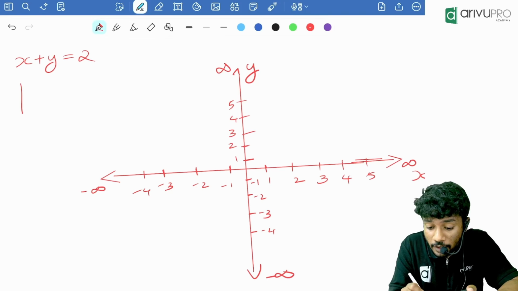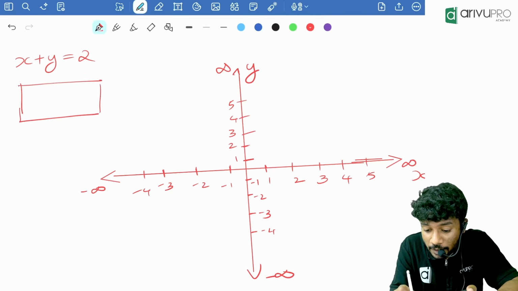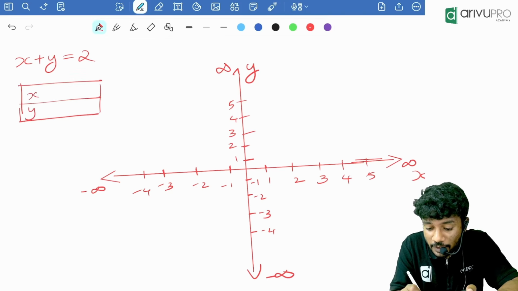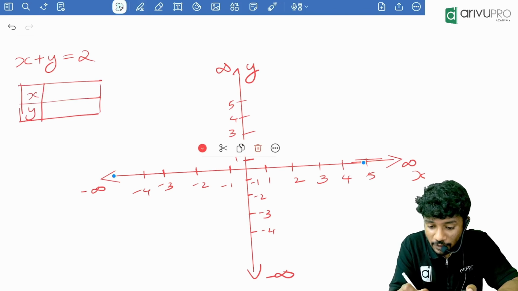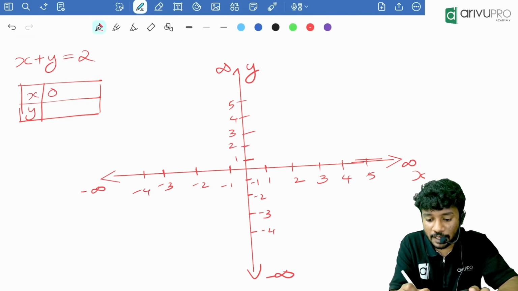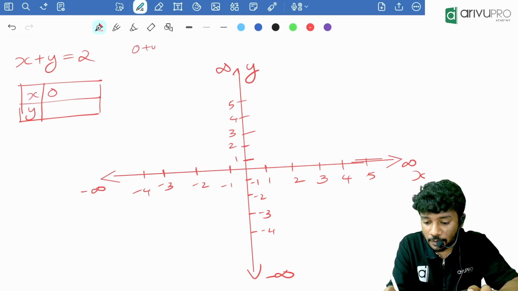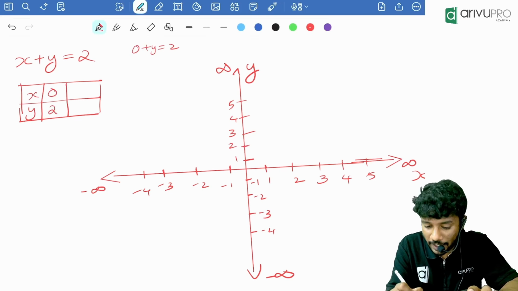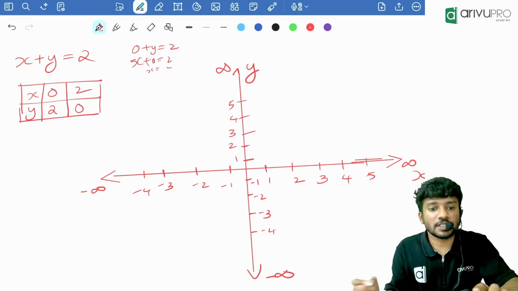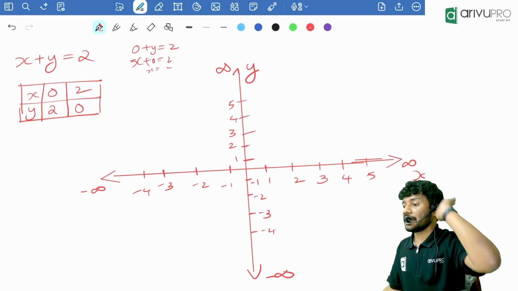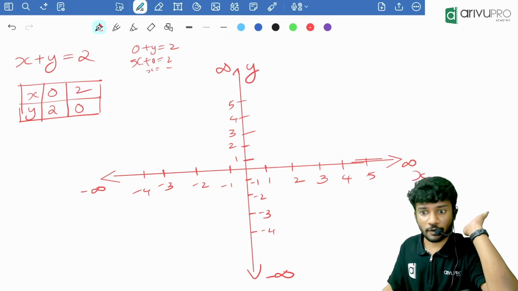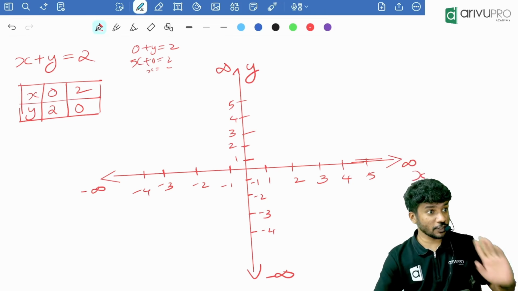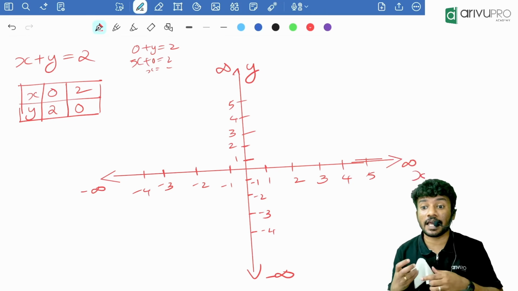How you were drawing? You will create a box. Do you remember? Then you will write x, then y. Then you will first assume that x is equal to 0. That means y is equal to how much? 0 plus y is equal to 2. That means y is equal to 2. Then you will assume y is equal to 0. Then you will get x plus 0 is equal to 2. That means x is equal to 2. So these are the points in our graph. Do you remember? I hope everyone remembers. If you don't, tell me right away because it will help you out.